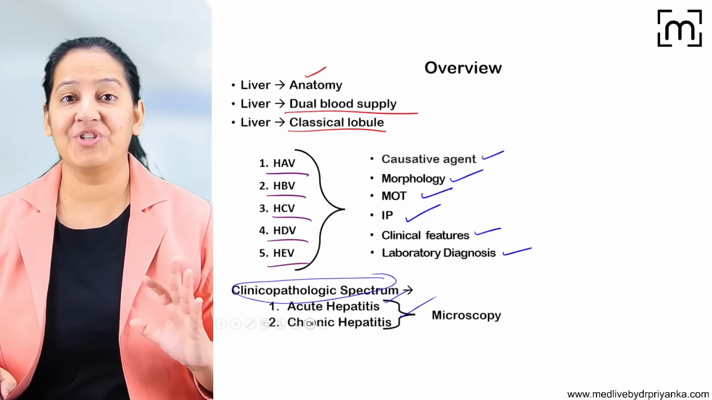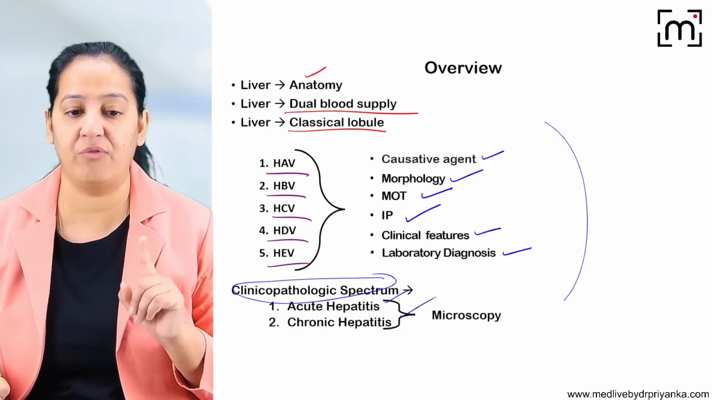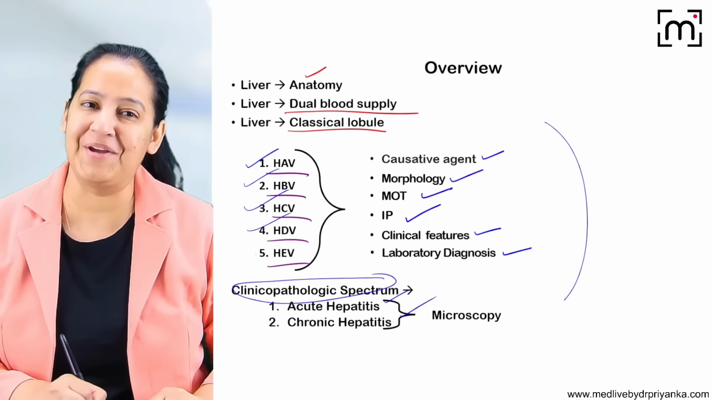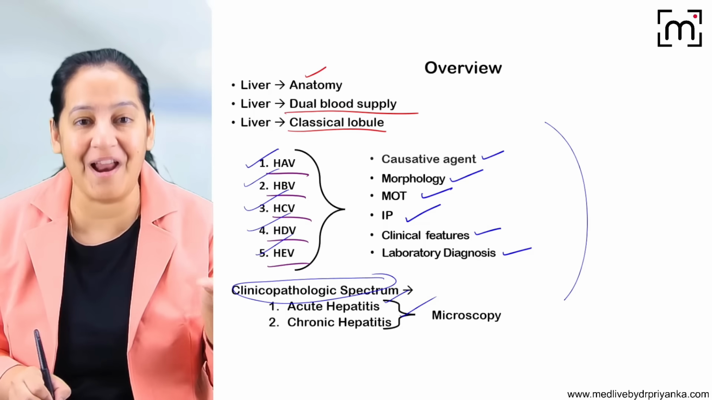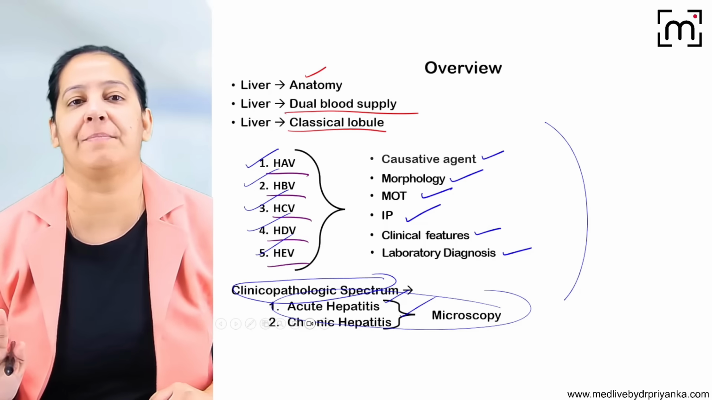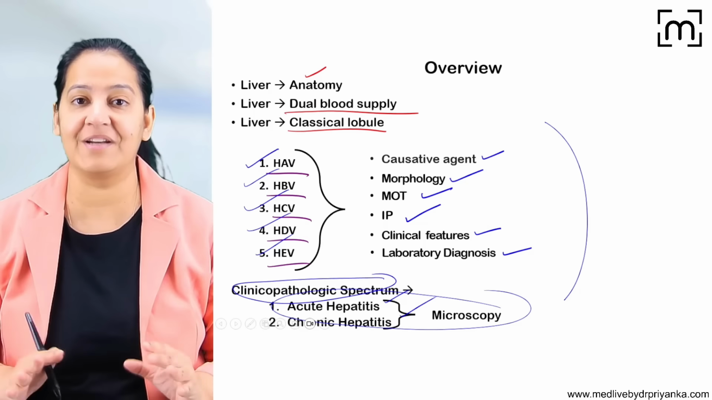If it is a long question, it is usually not asked on all types of hepatitis. You will get one of them in your exam. So either you will get a question on A or B or C or D or E. You have to write down that portion only, along with the microscopy of acute and chronic, which is relevant to that particular hepatitis. So I will correlate everything. Okay, so this is the overview. First of all, understand the overview.